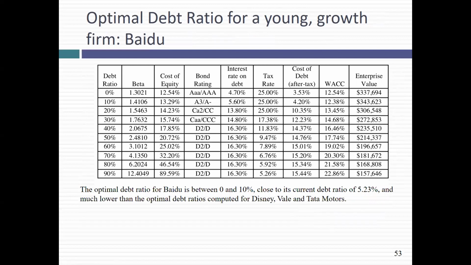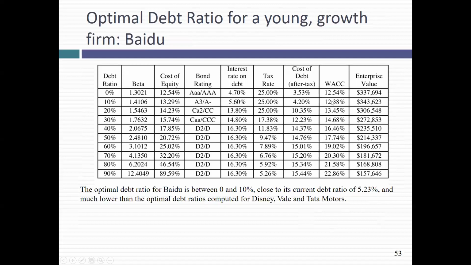Now, Baidu is kind of the Chinese Google, right? We're looking at a young growth tech firm. And young tech growth firms generally are going to actually have very little debt. When we actually look at their optimal debt ratio, what we find is that the weighted average cost of capital is smallest between 0 and 10%. So it's a little bit higher at 0, a little bit lower at 10, but it seems to be somewhere between these two because these numbers aren't very far off.